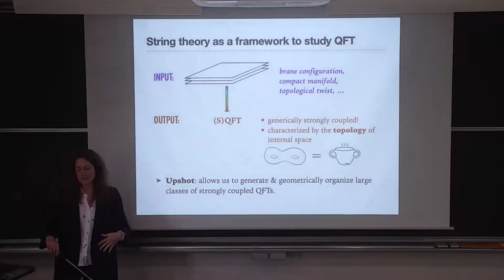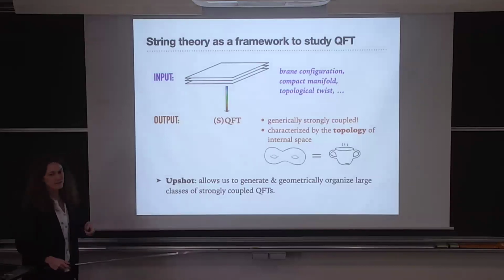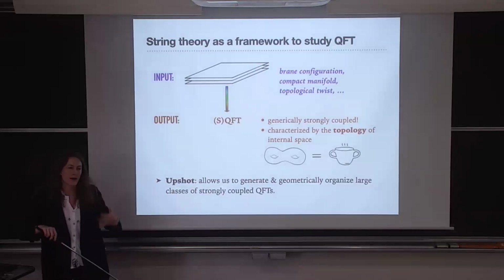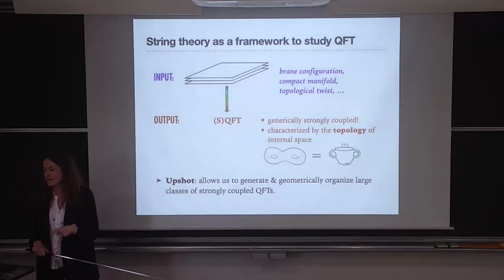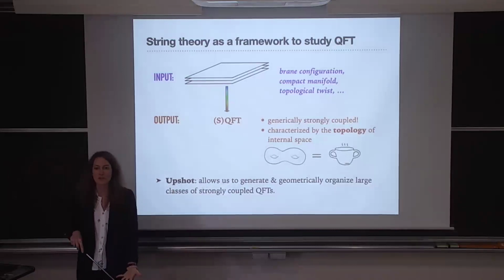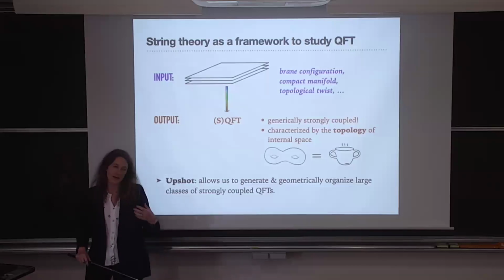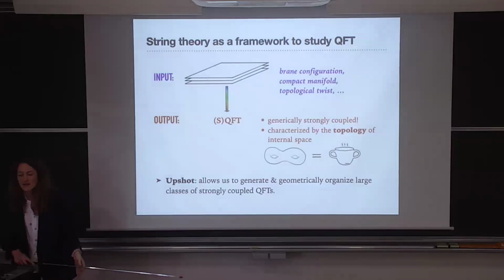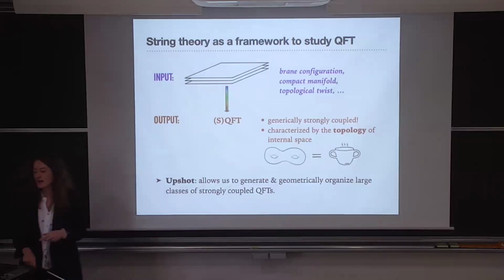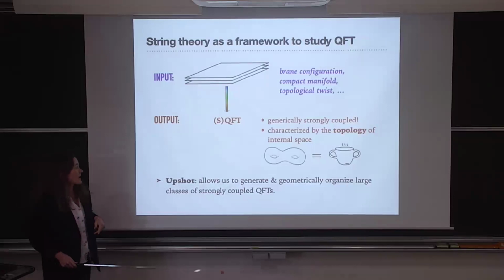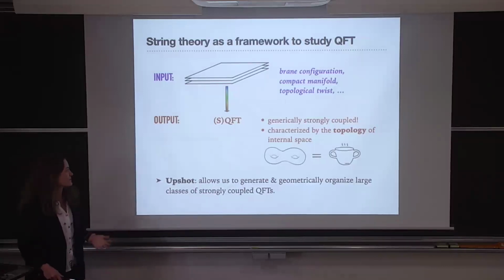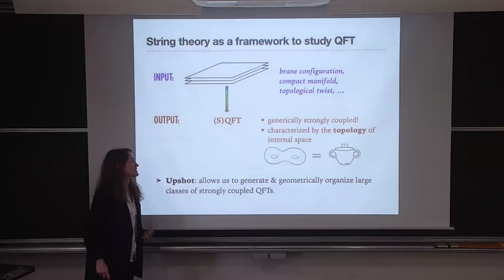I like to view this as some sort of machine or black box, where as input I have the details of my brane configuration, like the compact manifold that I'm compactifying the branes on, and details of some topological twist in order to preserve some amount of supersymmetry in the low energy quantum field theory, so that we have a computational handle on its properties. And then the output is some quantum field theory. Often we're interested in supersymmetric quantum field theories, especially for computational reasons. And this quantum field theory is generically strongly coupled in this landscape of the sorts of things I can get from these brane constructions. And so that in itself is interesting.